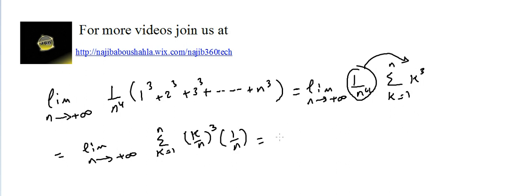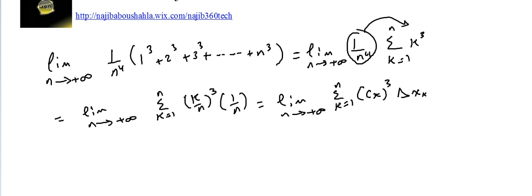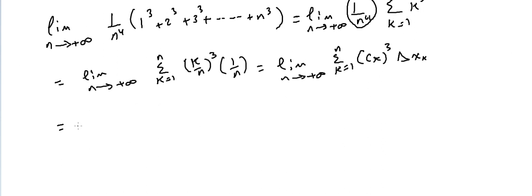Because I can rewrite it as the limit as n approaches plus infinity of the summation from k equals 1 to n. What is k over n to the power 3? It's c_k, right? It's x in terms of k. c_k to the power 3 times delta x sub k, right? So this is equal to what? The limit as n approaches plus infinity of this Riemann sum.